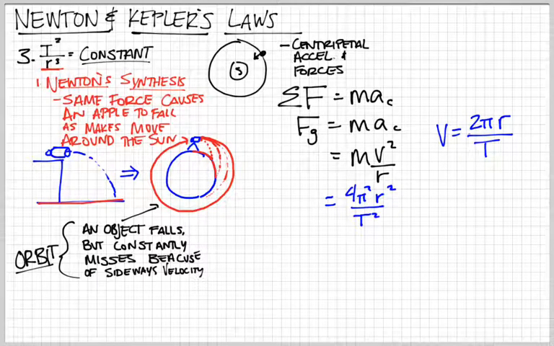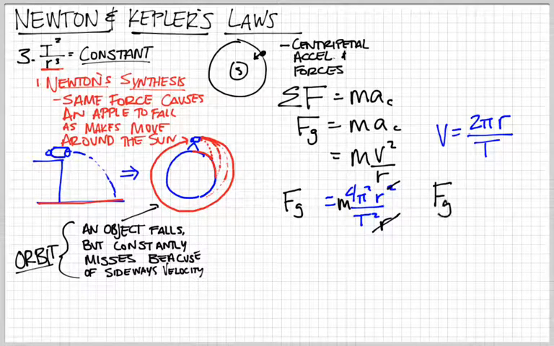So Newton makes this substitution, and it says, okay, we have 4 pi squared r squared over t squared times m divided by r. That's what that whole side comes out to be. One of our r's goes away, and that's going to be equal to the force of gravity. And he had to do some thinking about this force of gravity.